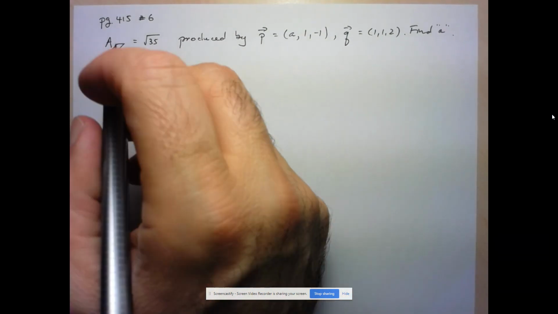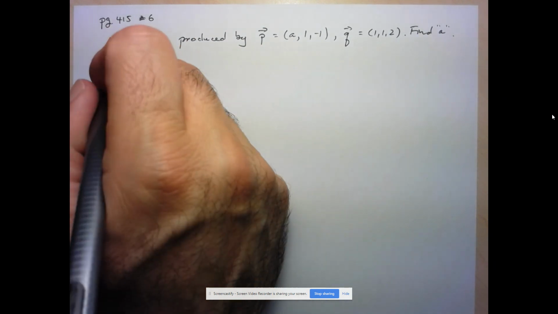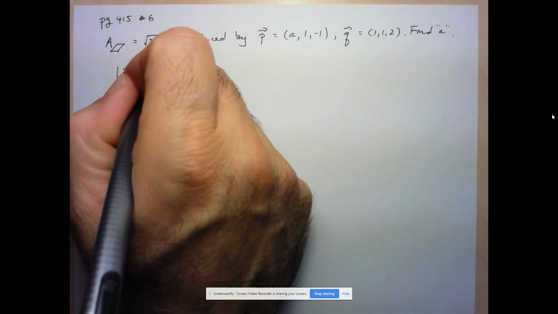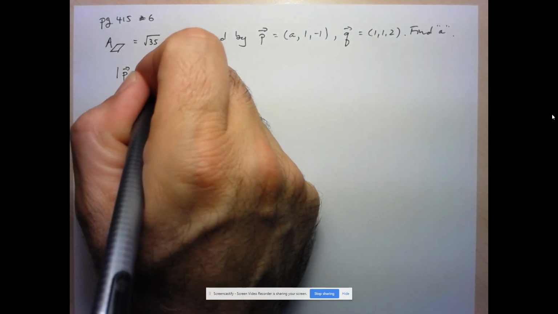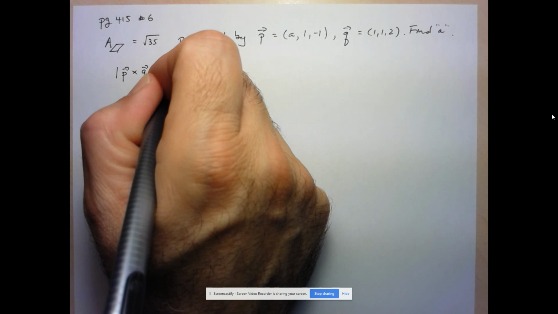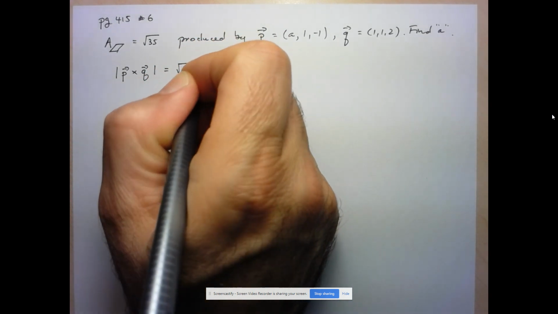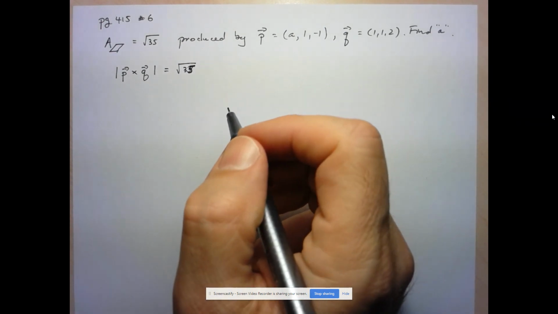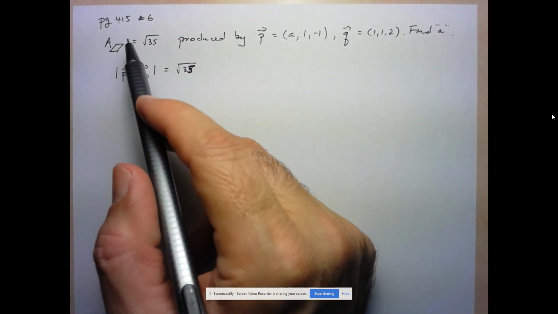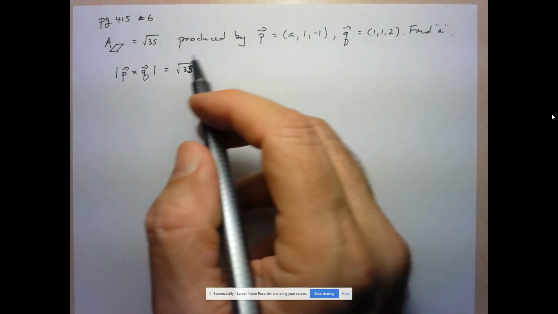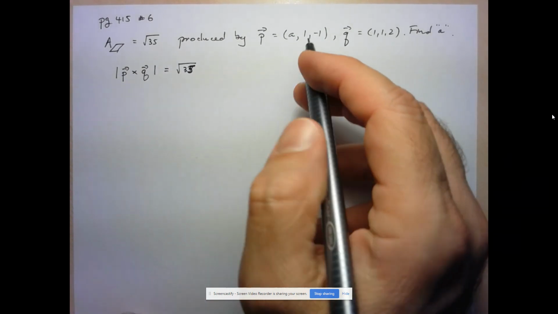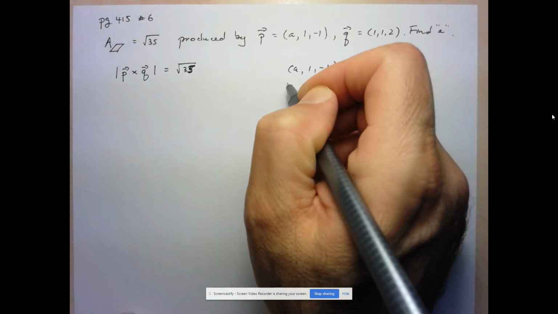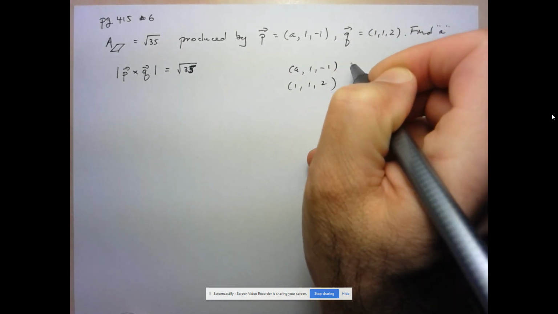Recall that the area of a parallelogram is given by the magnitude of the cross product between the two vectors that produce it tail to tail. So here we have this equation, root 35, not 38. Let's start by finding the magnitude of this cross product, which of course will contain this unknown A. Here I've got A, 1, -1, and here 1, 1, 2.